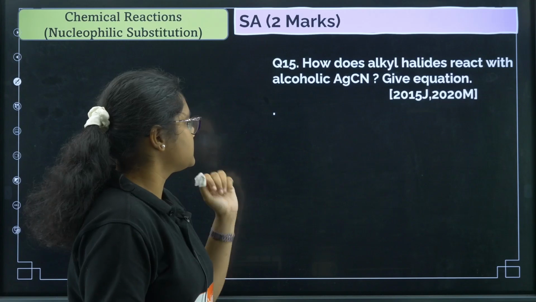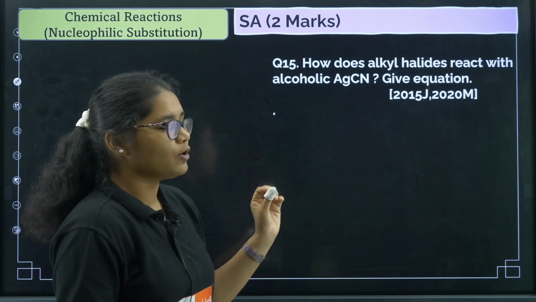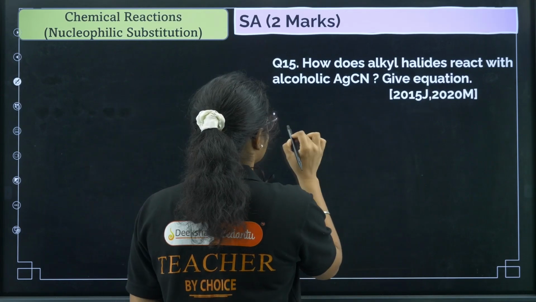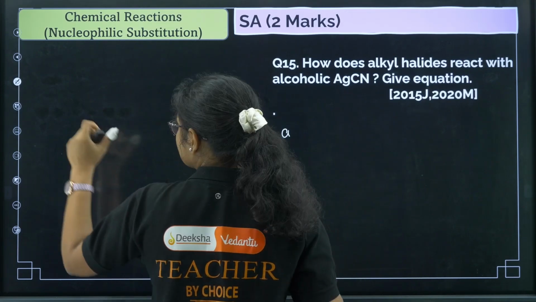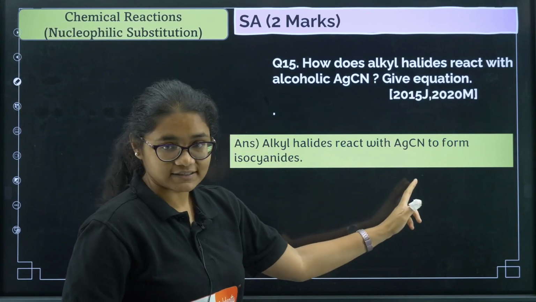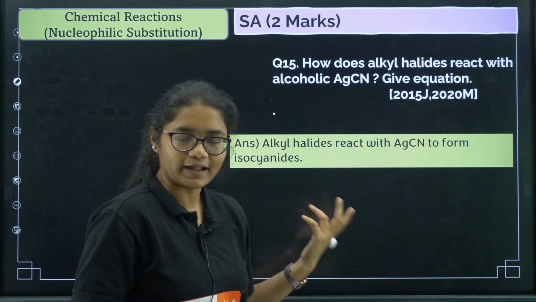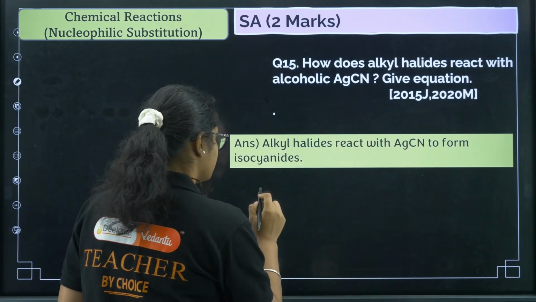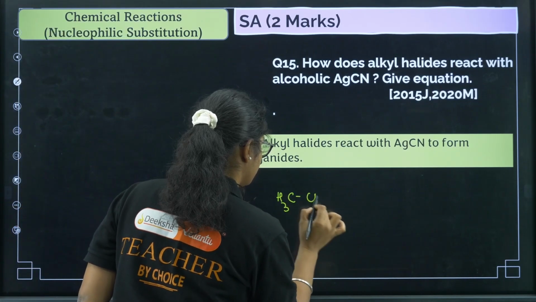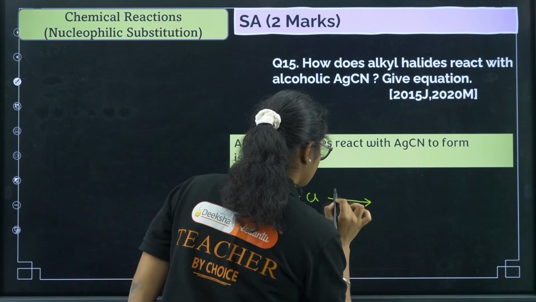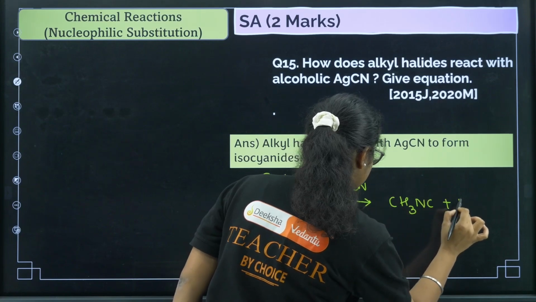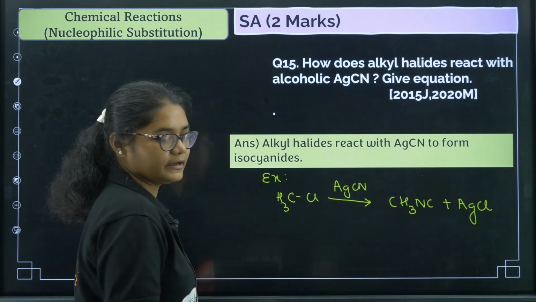Okay. Next question number 15, how does alkyl halide react with alcoholic AgCN? So very easy question, you just have to write down what is happening here. You can see here, alkyl halides react with AgCN to form isocyanides. Okay, that's all you need to write. Then give the equation. For the equation you can take anything, like CH3Cl. I'm just giving an example, it can be reacted in the presence of AgCN to give CH3NC plus AgCl. Clear? That is the reaction.